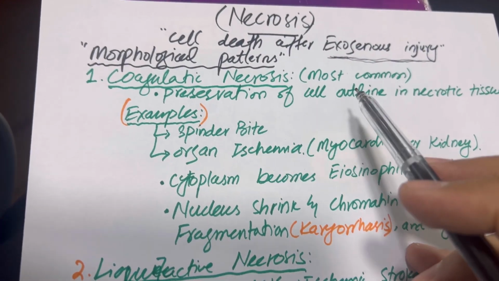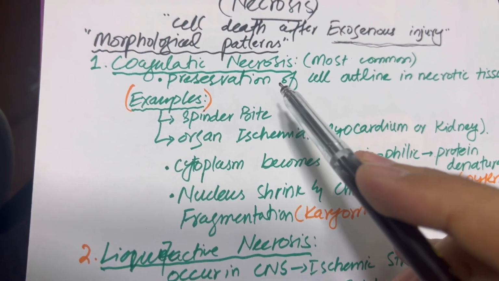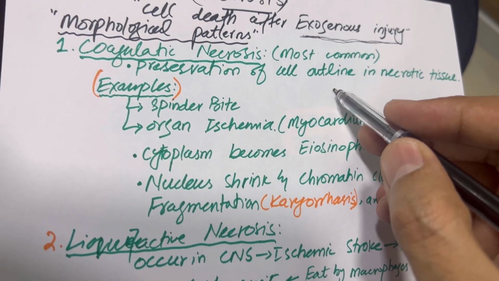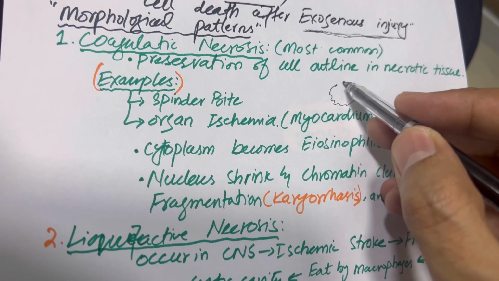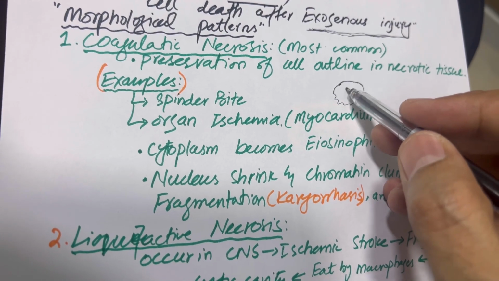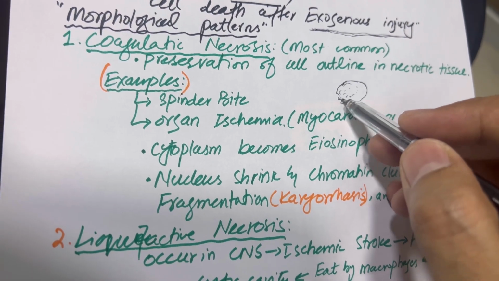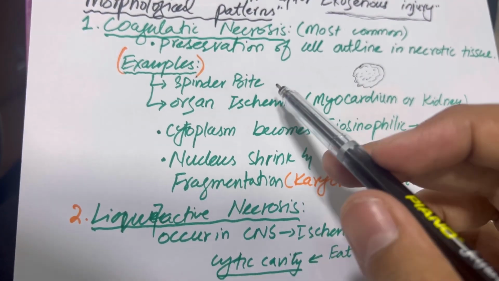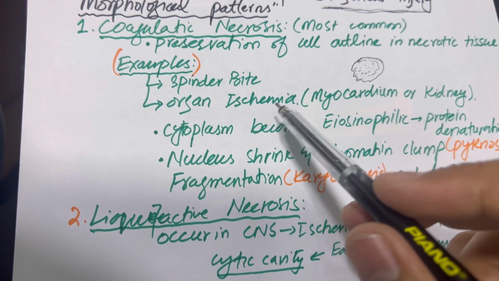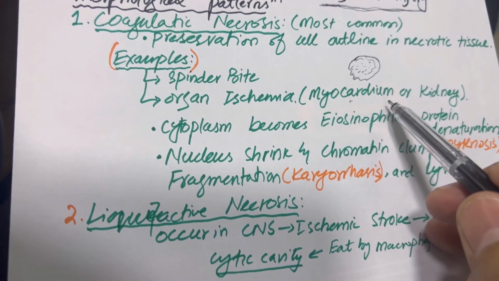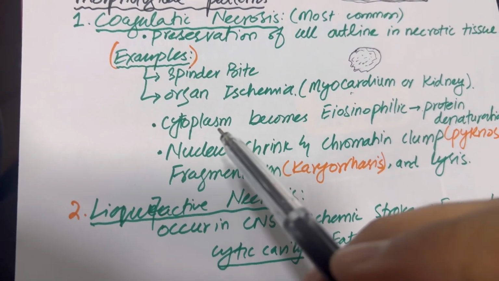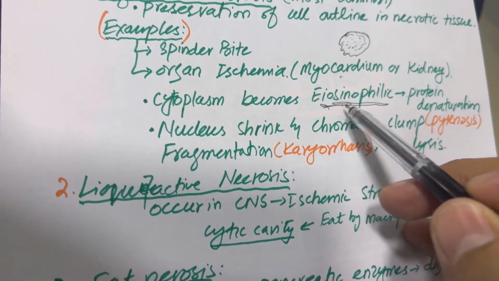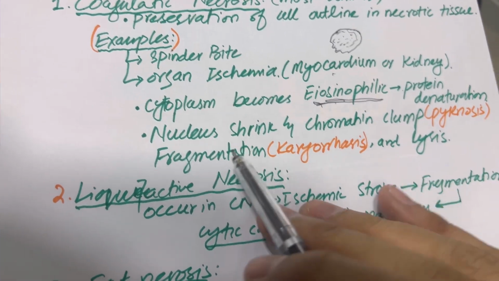Coagulative necrosis is the most common. In this, there is preservation of the cell outline in the necrotic tissue. You can see that if the outline is this, the necrosis will occur within this cell outline. The examples are spider bite, as we have in this question, and organ ischemia, as in the myocardium of the heart or the kidney. In this necrosis, the cytoplasm becomes eosinophilic due to protein degeneration.